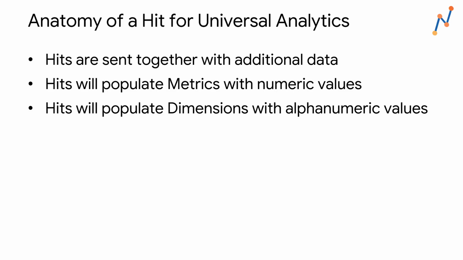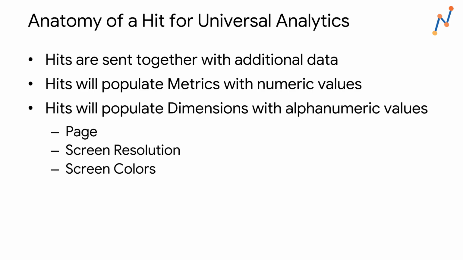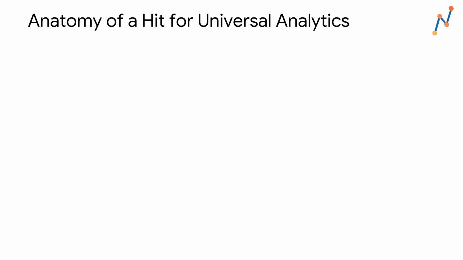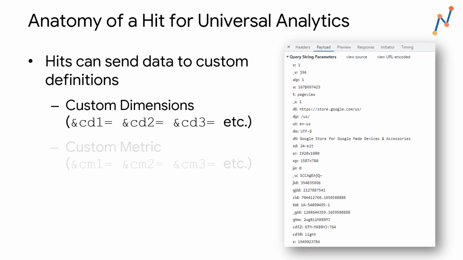The dimensions which will always be populated with values by default, regardless of the hit type, are page, screen resolution, screen colors, browser, operating system, language, and some others. Also worth knowing is that hits can also send data to populate custom definitions like custom dimensions and custom metrics by sending them as a parameter along with the hit.